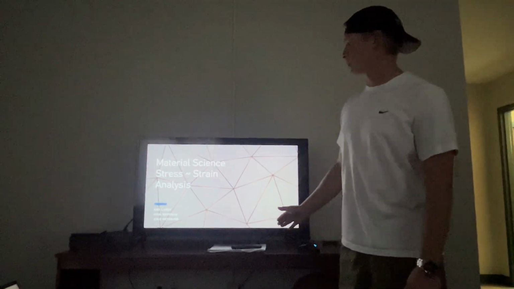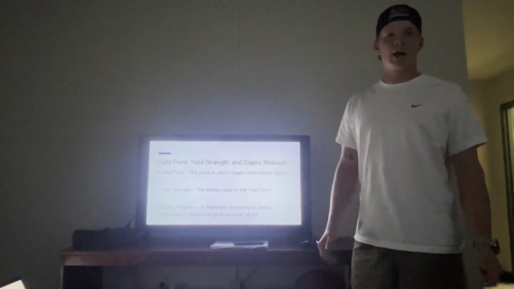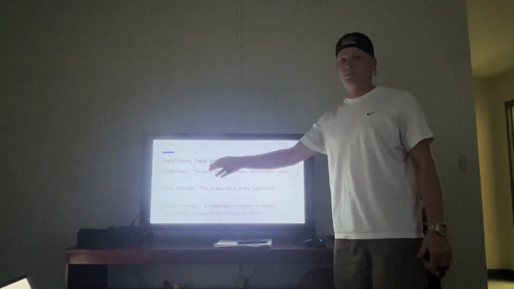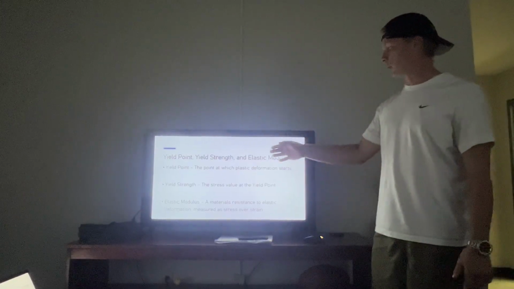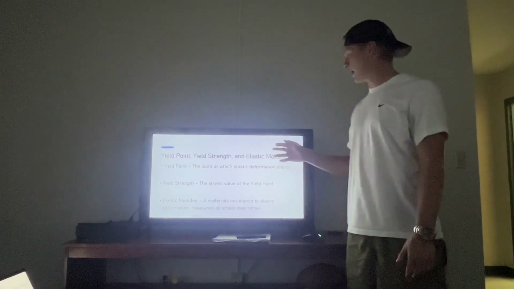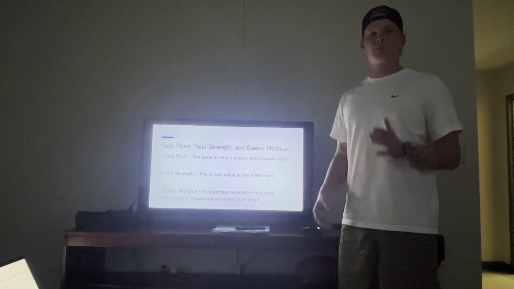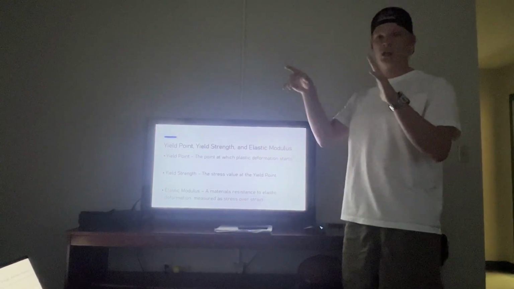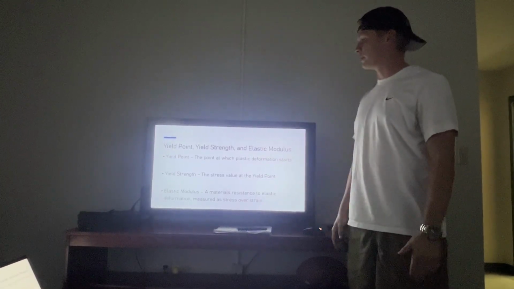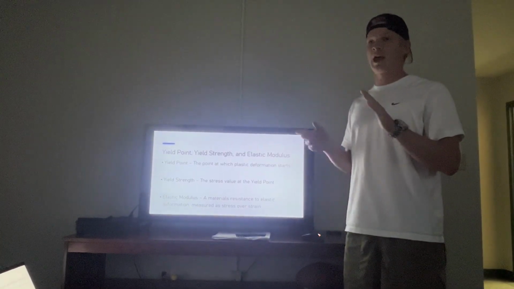Here we have our stress strain analysis project. So the three things that I was looking for was our yield point, yield strength, and elastic modulus. The yield point is the point at which the plastic deformation starts. So on the graph, that's where it'll go from being linear to more of a parabolic shape. And that's where the specimen will stop acting elastically and start acting plastic.